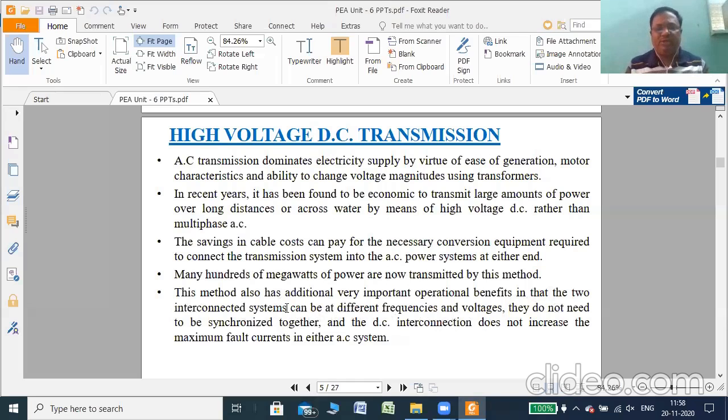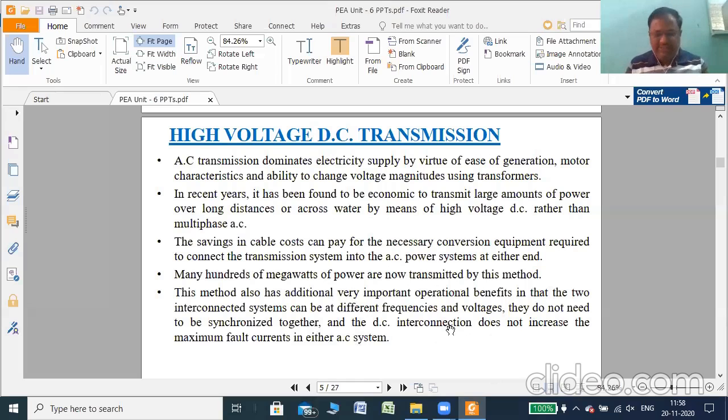This is most important because at your primary side you can have a different frequency, since we convert that into DC, and at the second terminal we convert that DC into AC with a variable frequency. So there is no requirement of synchronization of frequency between the transmitting station and the receiving station.